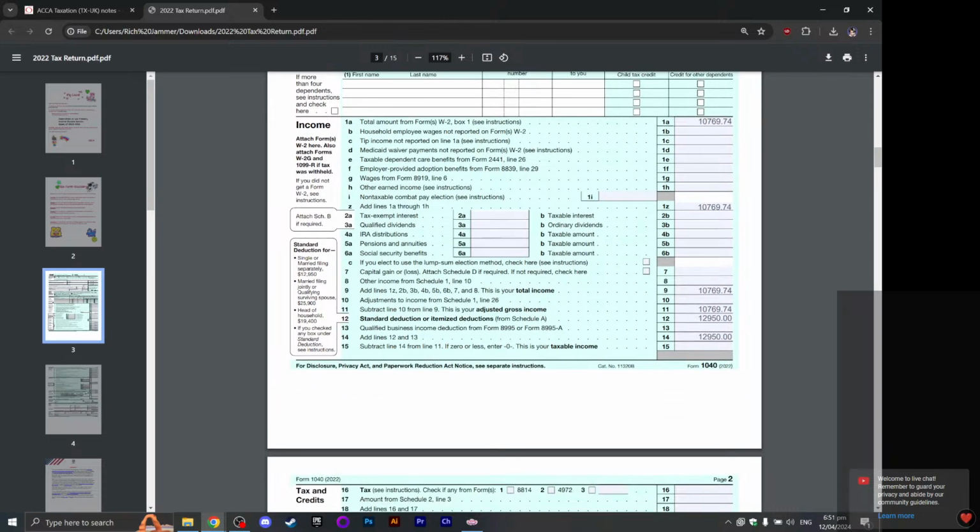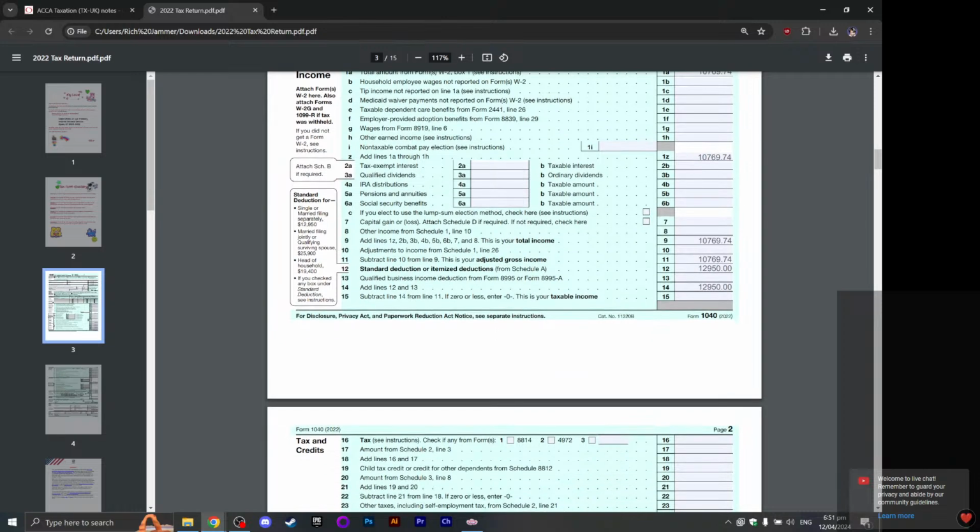Wages from form blah blah blah. Line 6. Other earned income. Non-taxable combat pay. She asked about that. Add lines 1 through so add up all of this for this. Tax exempt interest. The qualified dividends. What if I had dividends? Taxable interest, taxable amount, blah blah blah.